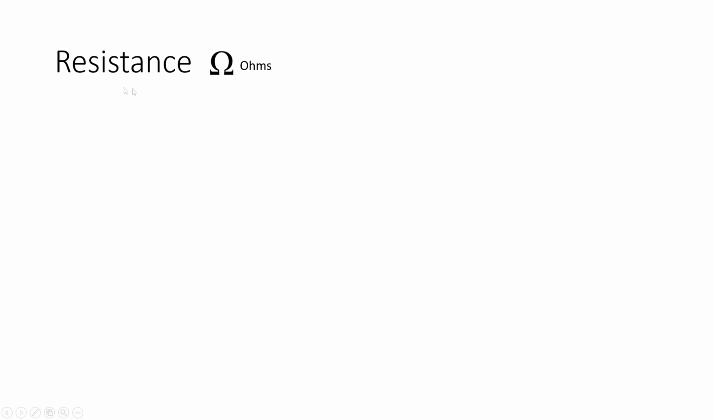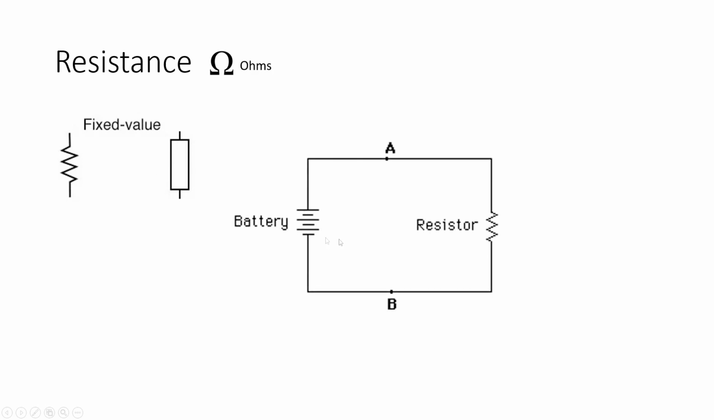Anyway, let's talk about resistance. And resistance is measured with this weird Greek symbol, which is called ohms. And usually when you see a resistor in a circuit, you'll either see this weird zigzag line, or you'll see a long rectangle. So if we imagine a circuit with a battery and a resistor, the electrons that are passing through the resistor are going to be slowed down, and that decreases the current. So that's basically what resistance is. Resistance is just the thing that slows down electrons when they're flowing through a circuit.